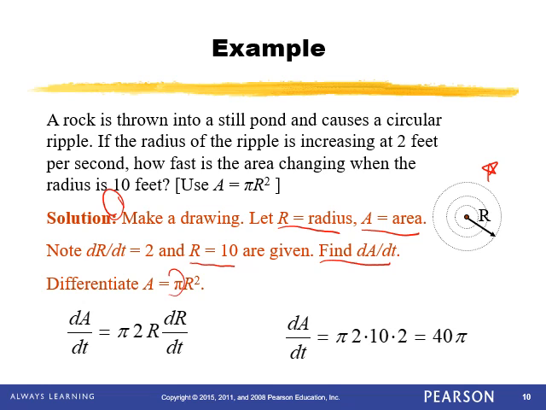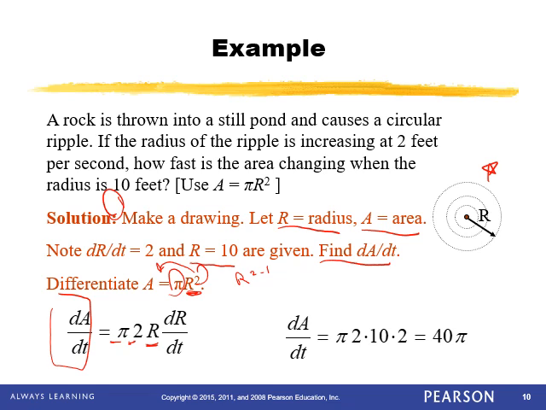Now pi is a constant, and this is just a simple power rule. So you take that 2, bring it down, and this becomes r to the 2 minus 1, which is just r. Now again, you're taking it with respect to t, so it's dA/dt. Pi stays the same because it's constant. You brought that 2 down, r, and then dr/dt.